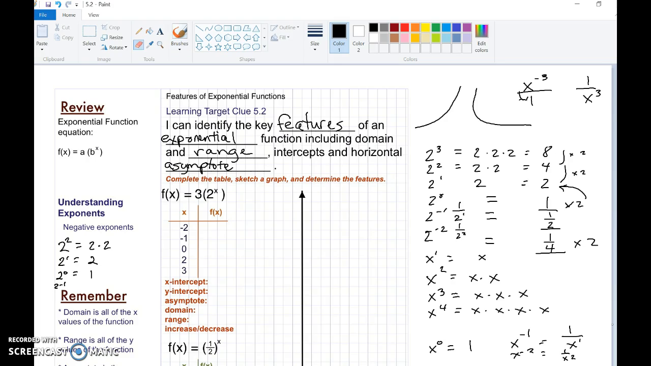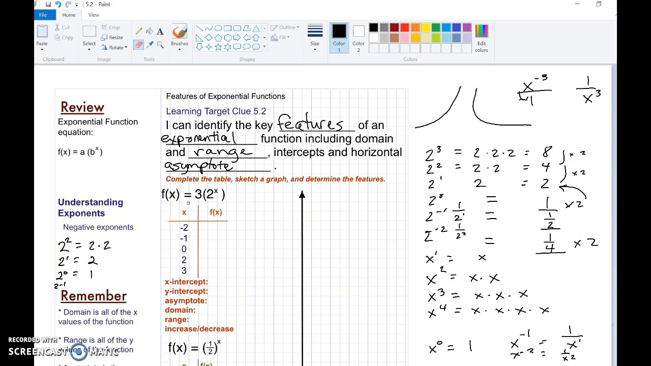Now let's go ahead and look at some key things. Let's start by completing this table, sketching a graph, and determining the features of this function f of x equals 3 times 2 to the x power. So 3 becomes our a, 2 is our b, and x is our exponent.